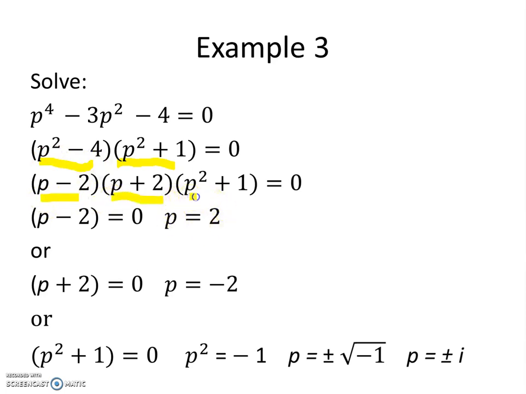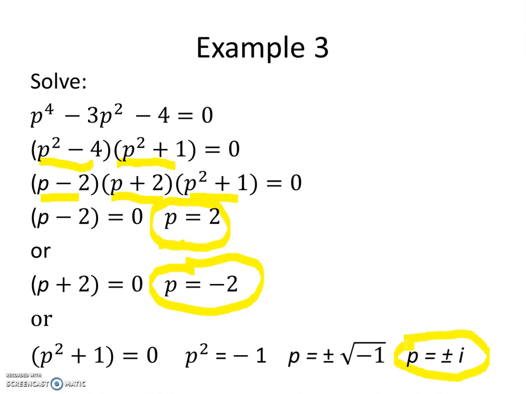So setting each of those pieces equal to 0, when we do p minus 2 equals 0, we find that p equals 2. Or if p plus 2 equals 0, then p equals a negative 2. And if p squared plus 1 equals 0, we get p squared equals a negative 1. We take the square root of both sides, and we find that p is equal to plus or minus the square root of a negative 1, which we know is p equals plus or minus i.